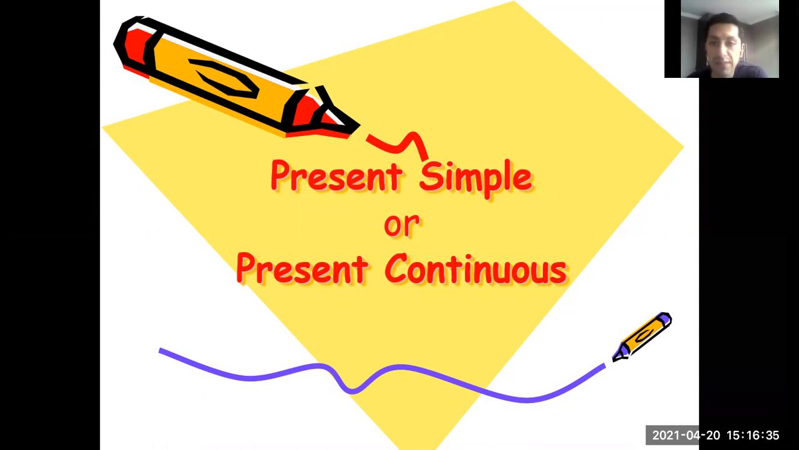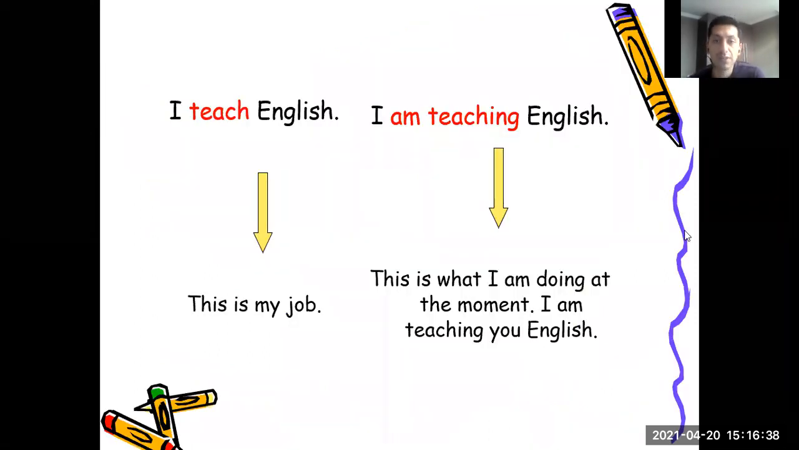Okay, so let's start with these two sentences here. I teach English and I am teaching English. If we see the first sentence, I teach English, I am telling you that this is my job, this is my profession. I do this on a common basis, okay? And I am teaching English. This is what I am doing at the moment. I am teaching you English. So this is one of the differences that we have to see between these two tenses, okay?